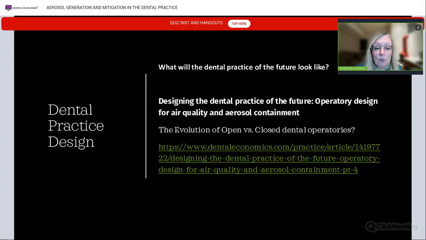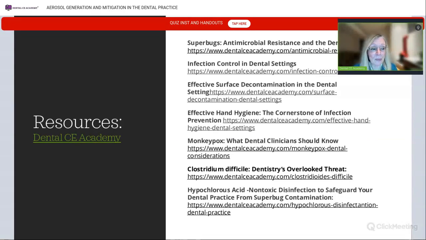Dental practice design, what is it going to look like in the future? Back in the old days, when I was a dental assistant, we had closed bay operatories. They were individual rooms. And that sort of changed over the 80s and 90s because of cost control and design. We may potentially be going back to closed bay.